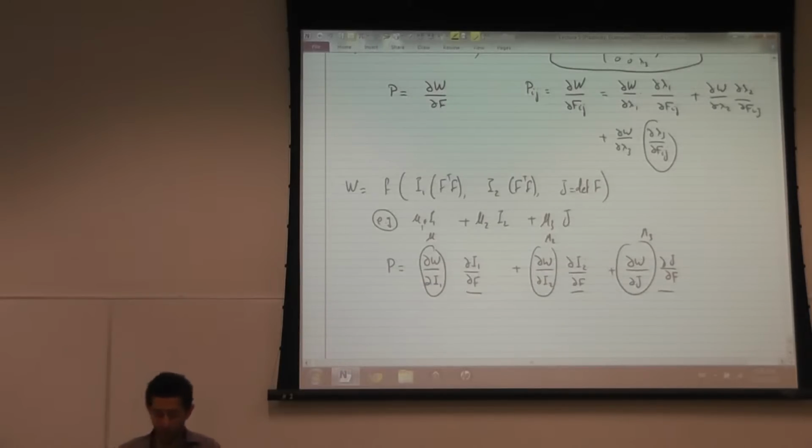If we do operate them a priori, then for any constitutive model, as long as it's a function of I1, I2, and J, we can find P, and we can find the stress, because it's equal to 1 over J, F P transpose, or P transpose F, something like that. It's the same.